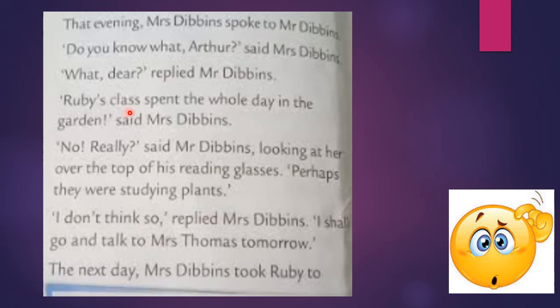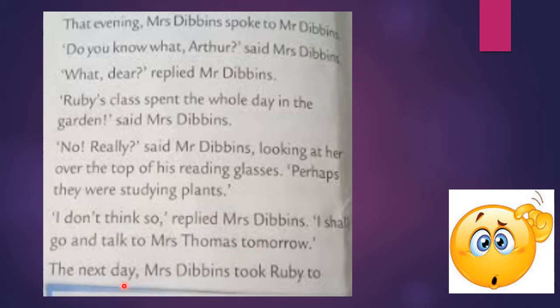"Ruby's class spent the whole day in the garden," said Mrs. Dibbons. "No, really?" said Mr. Dibbons, looking at her over the top of his reading glasses. "Perhaps they were studying plants." "I don't think so," replied Mrs. Dibbons. "I shall go and talk to Mrs. Thomas tomorrow." Tomorrow means आने वाला कल.